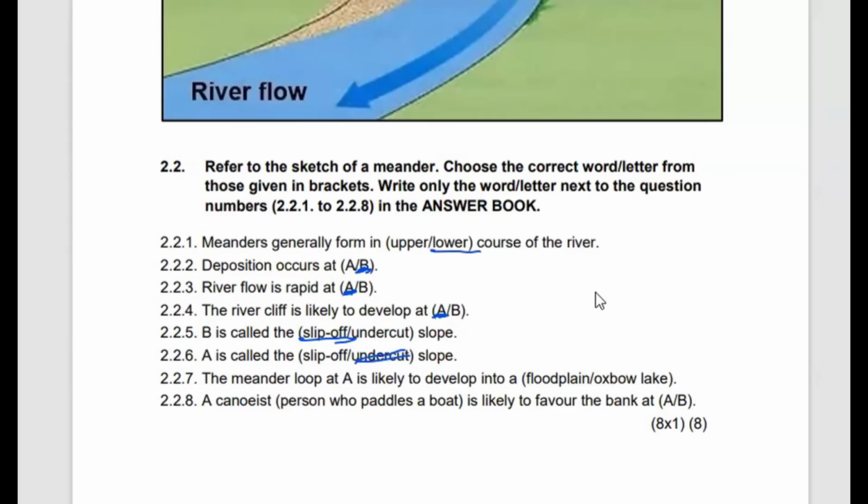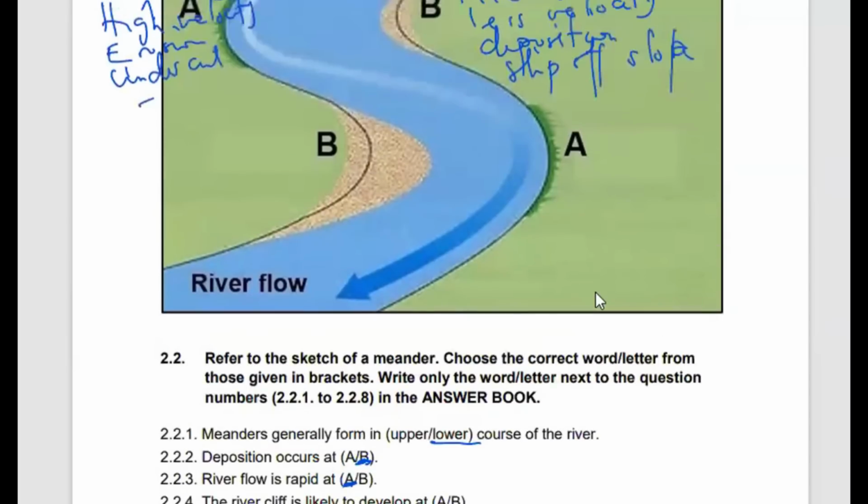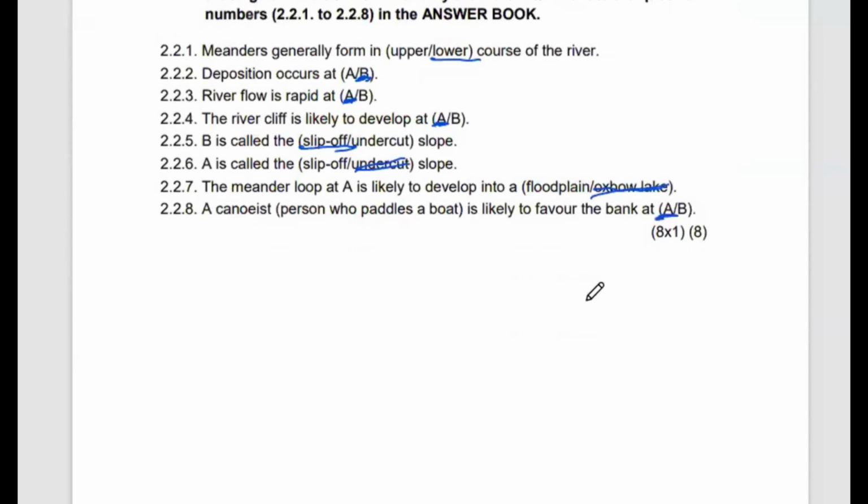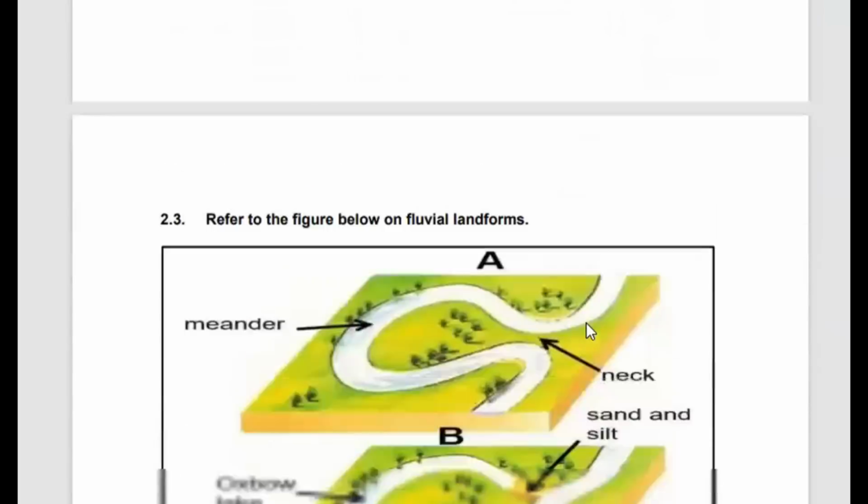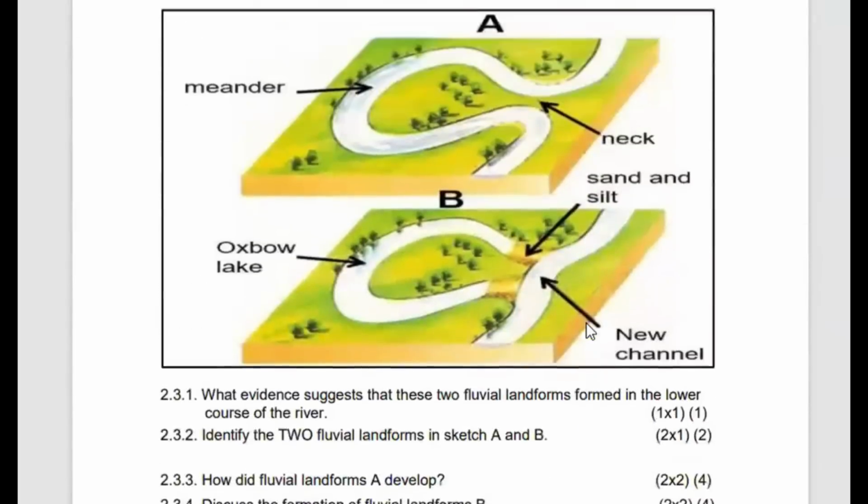The meander loop at A is likely to develop into an oxbow lake. Oxbow lakes form from meanders. A canoeist, a person who paddles on a boat, is likely to favor the bank at A or B. Which bank is likely to be favored? Likely to favor the bank at A. Those are responses to question 2.2. Moving on to the next question.